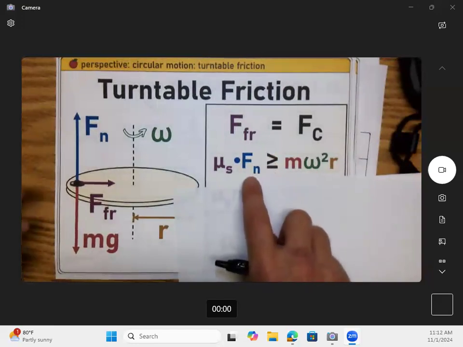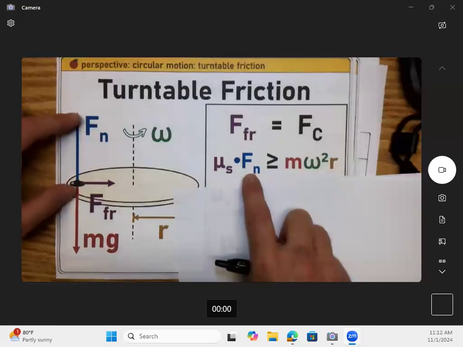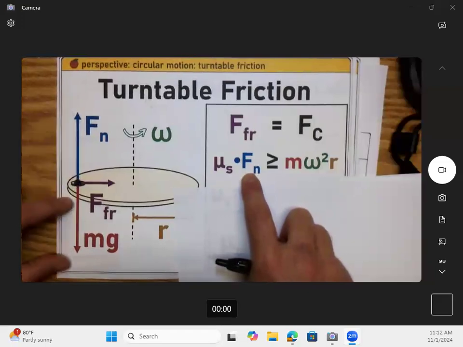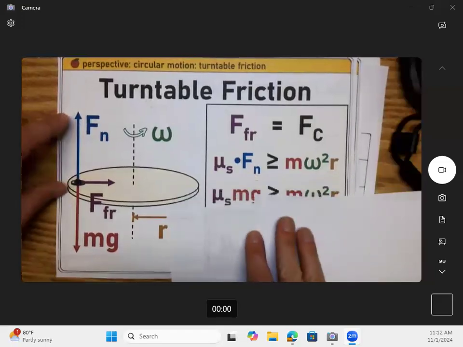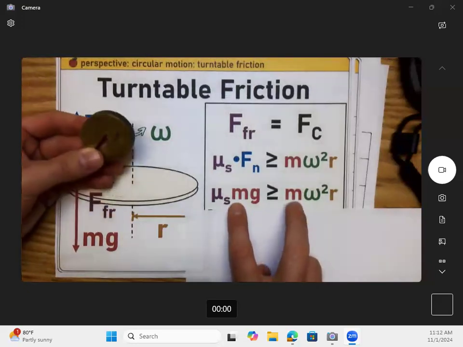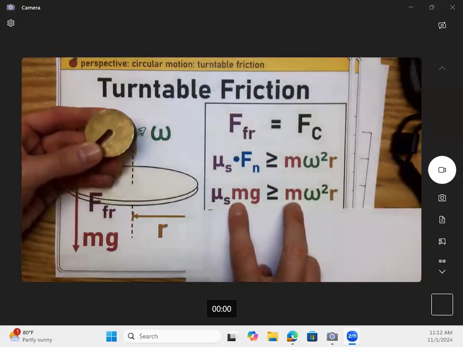Next line. What am I about to be substituting in place of normal force? What's normal force equal to? mg, exactly. Bing, bing, bing. That's this line right here. Look at that. Same thing. I just substituted in mg. And now, what cancels on both sides? The mass goes away, this mass right here.